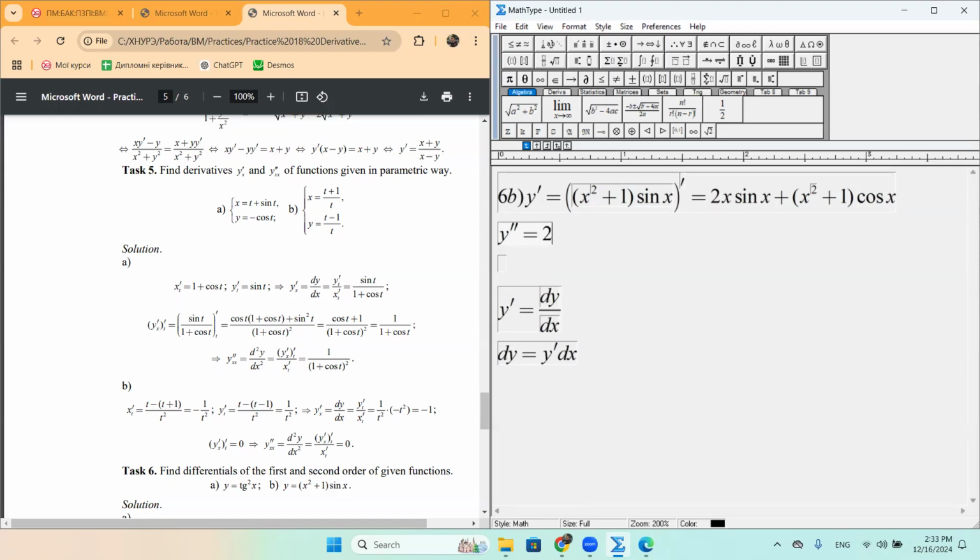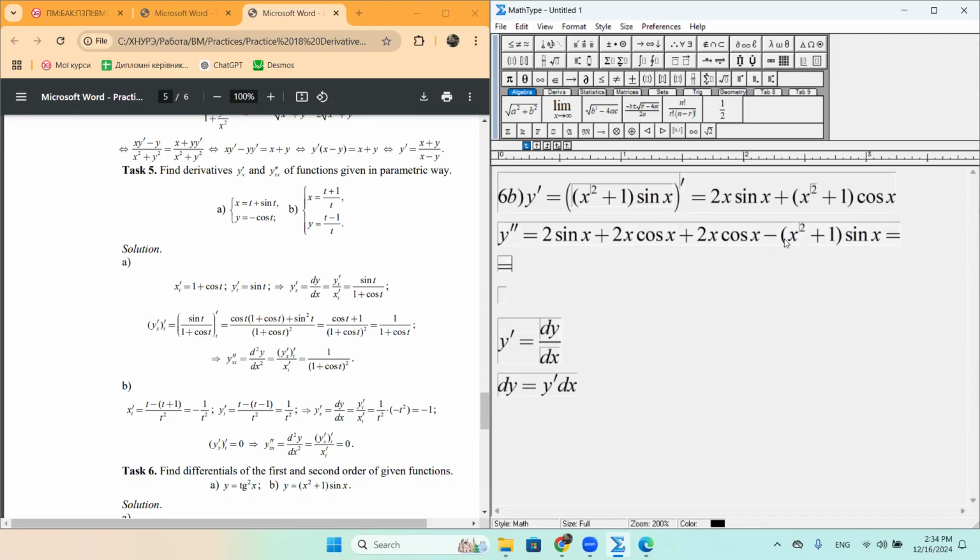So 2 sine of x plus 2x multiplied by cosine of x. And plus 2x multiplied by cosine of x. By the way, this expression will be a little bit simpler. And minus this expression multiplied by sine of x. And let's simplify a little bit. So 2 sine of x plus 4x multiplied by cosine of x minus this product.